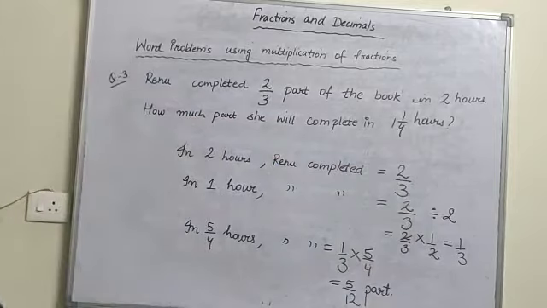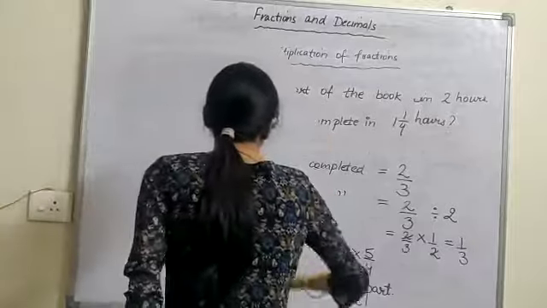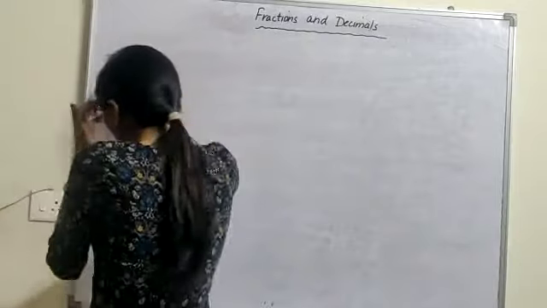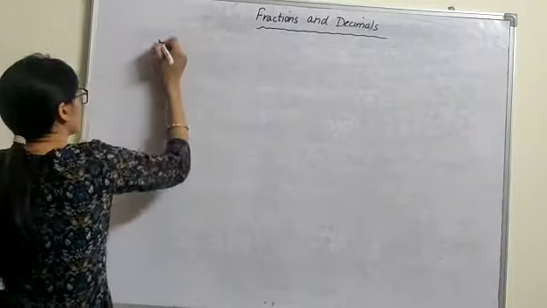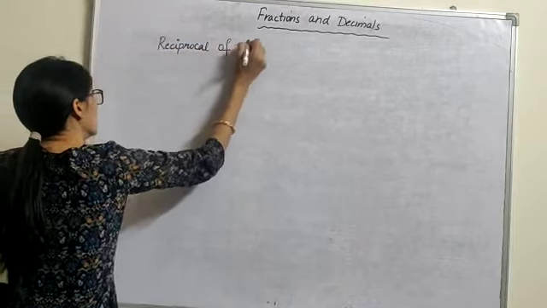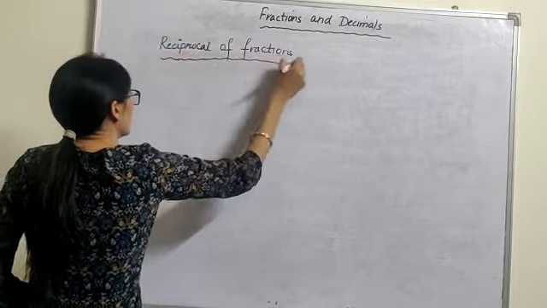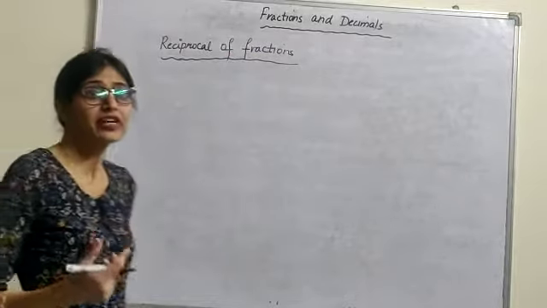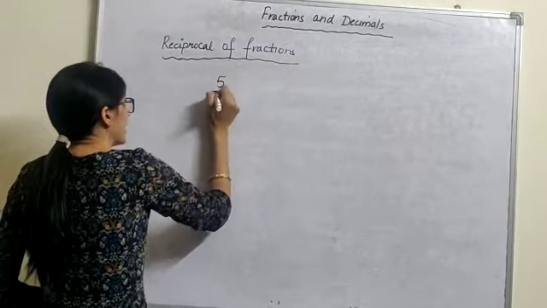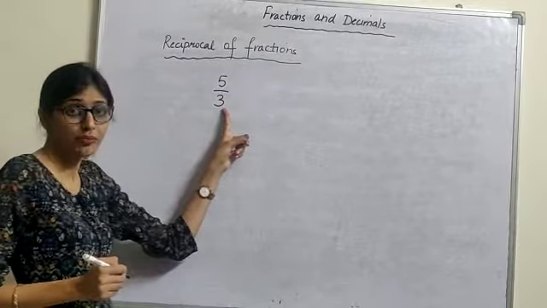Now the next topic we will discuss is reciprocal of fractions. We know in a fraction there is a numerator and a denominator. Whenever we write a fraction, there is a numerator and a denominator. Suppose I write 5 by 3. This is the numerator and this is the denominator.